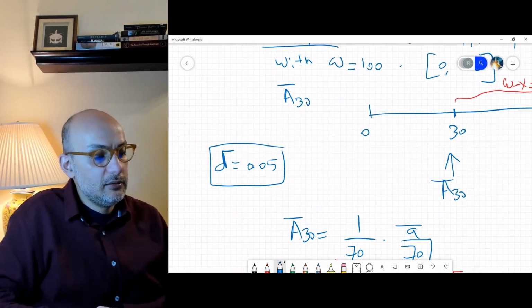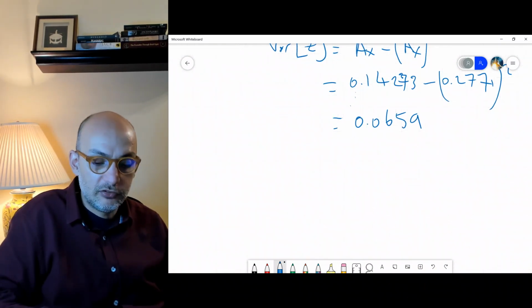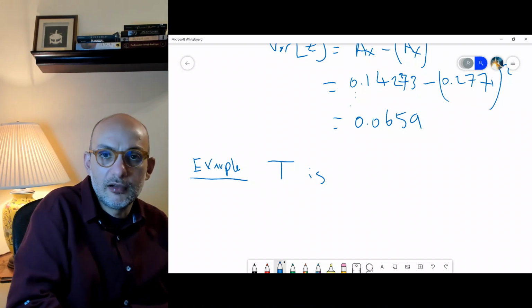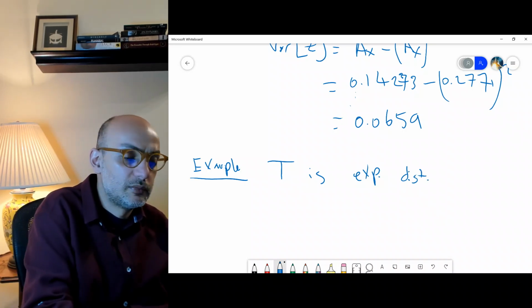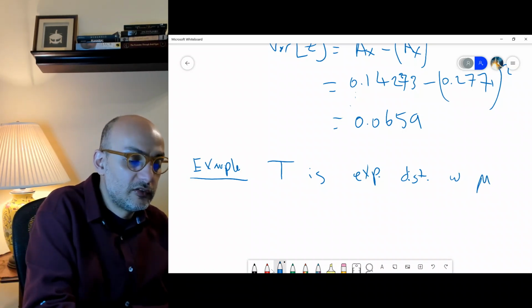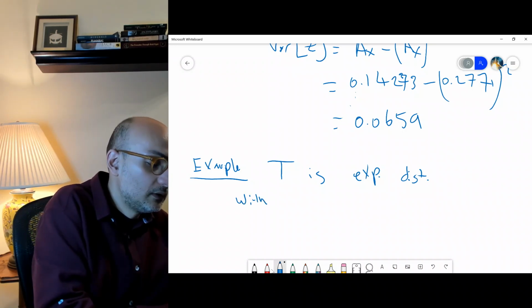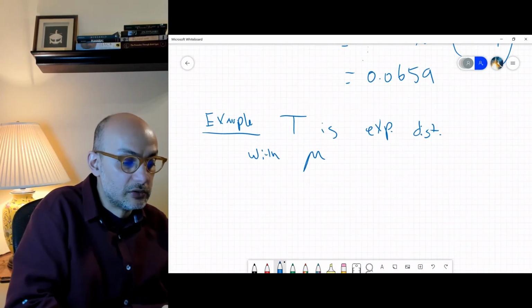Now the second important distribution, as you know, we've been talking so much about it, is the exponential distribution. We used it a lot. So, example. Now let's say T, the remaining lifetime, is exponentially distributed with mu. Mu is the mortality rate, the constant force of mortality.